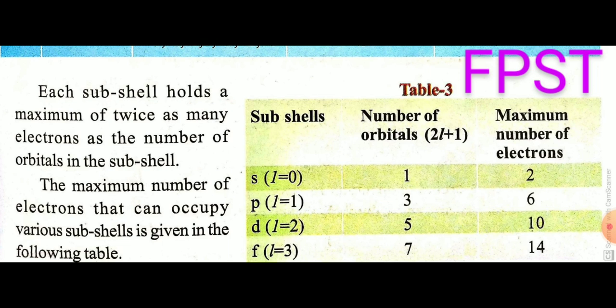Total of 18 electrons in the third shell. In the fourth shell, there will be 32 electrons. 2 into 4 square, that is 16 into 2, 32 electrons. In this way, we can know the number of orbitals, number of subshells, and number of electrons in an orbit.